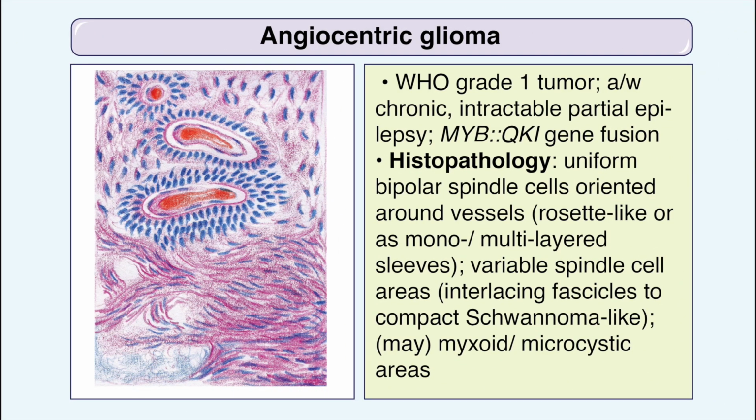Angiocentric glioma. It's a CNS WHO grade 1 tumor. Patients with angiocentric gliomas typically manifest with chronic intractable partial epilepsy. Most of the tumors are associated with MYB::QKI gene fusion. The tumor is composed of uniform bipolar spindle cells oriented around blood vessels in the form of a rosette-like pattern or as monolayered or multilayered sleeves. Spindle cell areas can have variable density ranging from tight interlacing fascicles to a compact schwannoma-like appearance. Myxoid and macrocystic areas may be conspicuous.